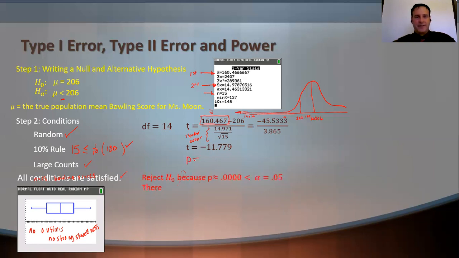Because of that, we're going to write a conclusion. What we're going to say is that we're going to reject the null because our p-value, which is about 0, it's not exactly 0, so maybe it's fair that I put this little squiggle in, but even if I rounded to 4 place values, it's 0.0000, is less than an assumed alpha cutoff of 0.05.